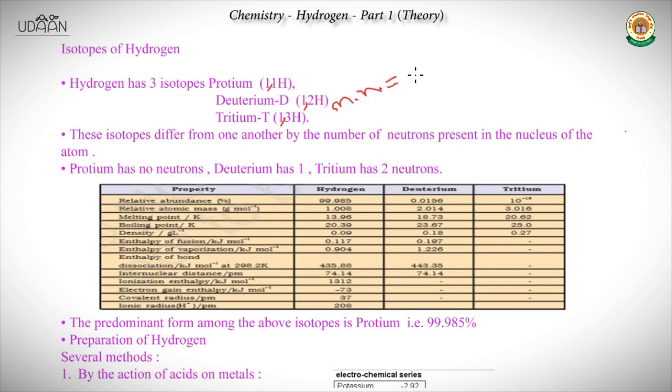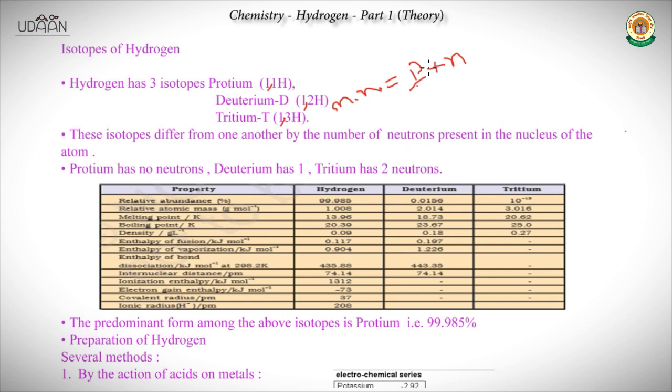Mass number equals number of protons plus number of neutrons. Because they have the same number of protons, that is why we call them the same element. The atomic number actually tells us which element it is.